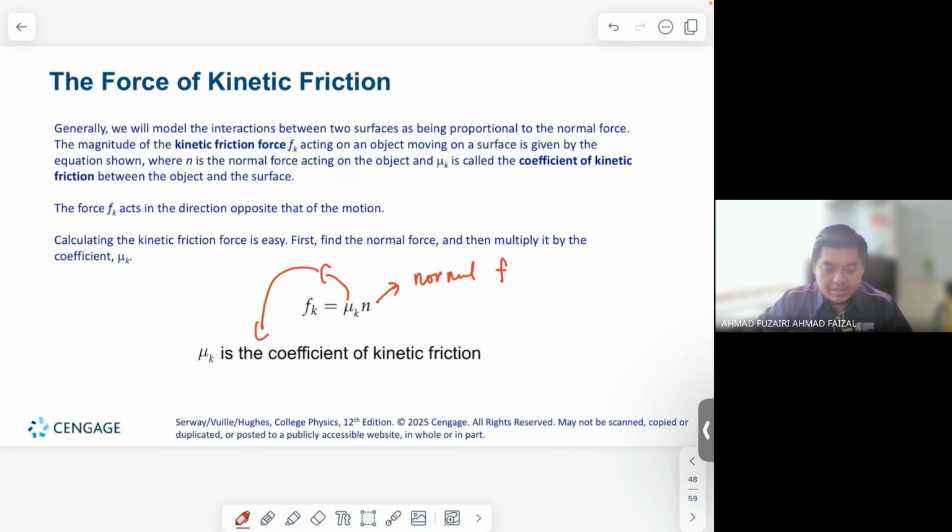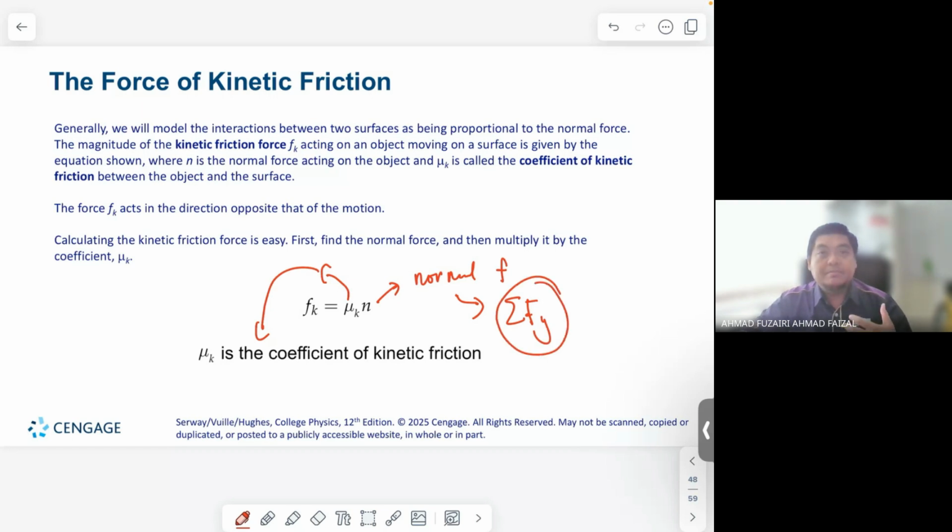So calculating the kinetic friction force is easy, but again, I should remind you of the word kinetic friction. Of course, kinetic friction involves the normal force. And when we talk about the normal force, N is always related to the summation of Fy, that means the forces in the vertical components.